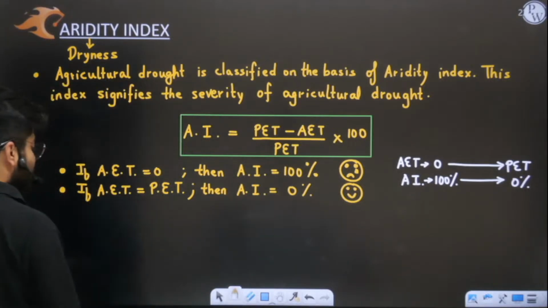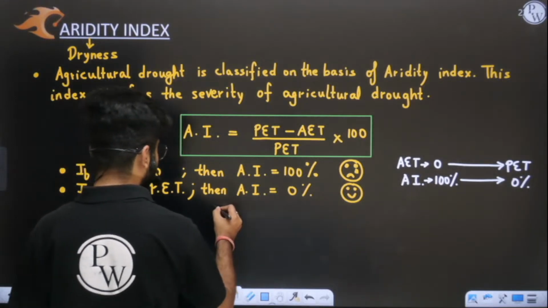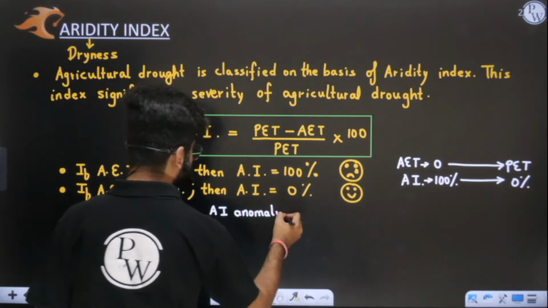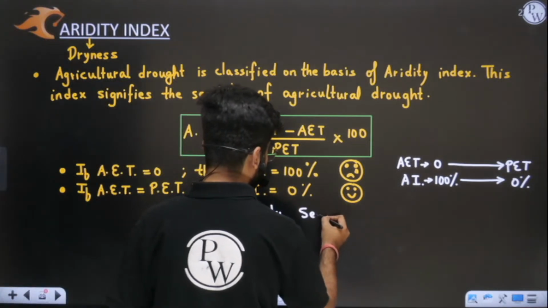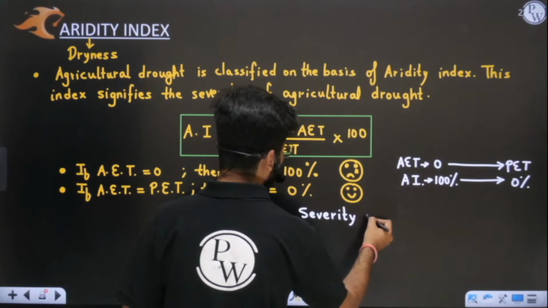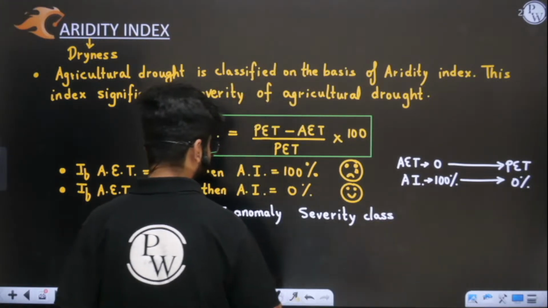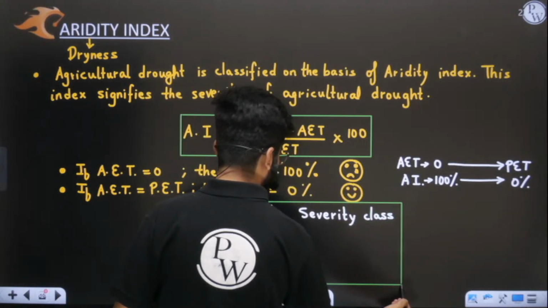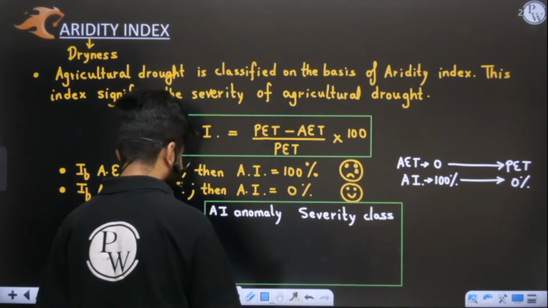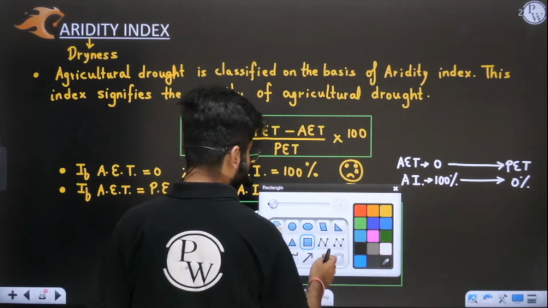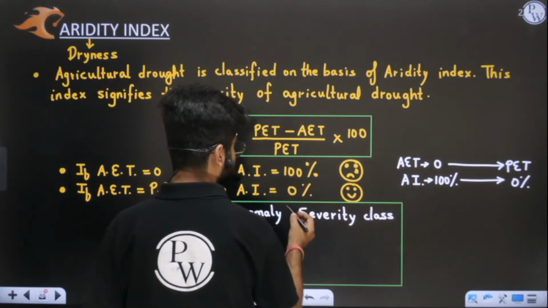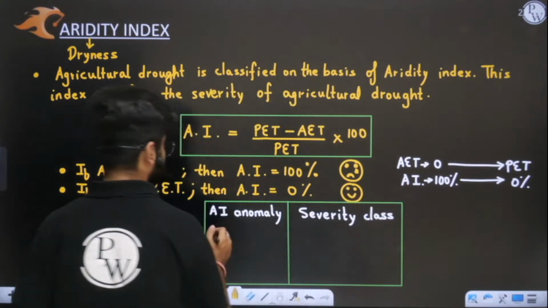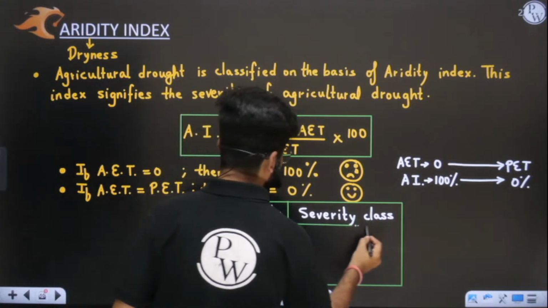Now we will have to draw a table here. Let me draw a table. AI anomaly, and here I will write the severity class. I told you that on the basis of this aridity index we will classify. So wait a second. Okay, now we'll write. Based on AI anomaly, aridity index can vary.